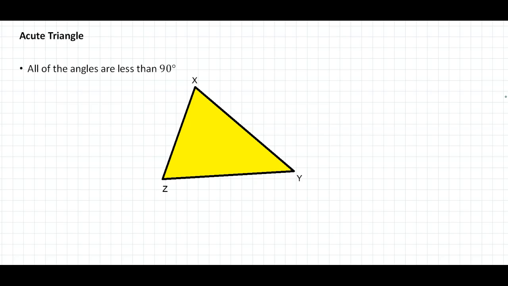And finally, we have an acute triangle. In an acute triangle, all the angles are less than 90 degrees. You can see that here. There are several types of acute triangles. One I can tell you for sure is that the equilateral triangle is always acute, because all angles are 60 degrees in an equilateral triangle. We also have an isosceles triangle that is acute as well. And of course we have a scalene triangle that is acute.